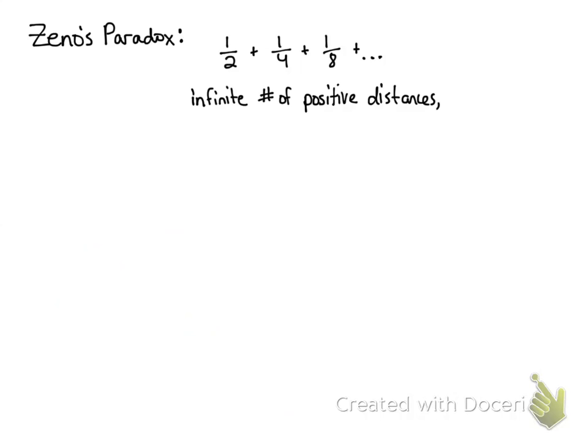I have to cross halfway across the room, and a fourth of the way across the room, and an eighth of the way across the room on top of that, and a 16th of the room on top of that. And all of these distances are non-zero, they're positive, and there's infinitely many of these things that I have to cross before I can make it to the other side of the room. So I'll never make it. I can never get to the other side of the room.